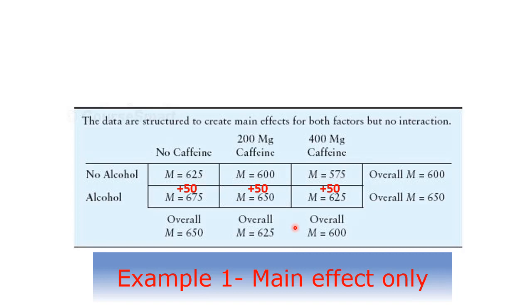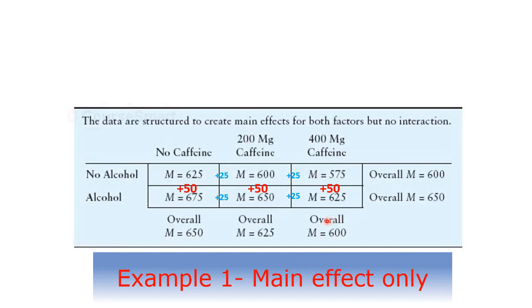together. In this case, we're looking at an example where there is no interaction effect, where the effect of caffeine is to speed up our reaction by 25 milliseconds, regardless of any other conditions. Whether we have no alcohol or alcohol present, whether it's 200 milligrams or 400 milligrams of caffeine, there's always the same effect. The same with alcohol. Alcohol slows us down by 50 milliseconds, regardless of the level of caffeine we've taken.